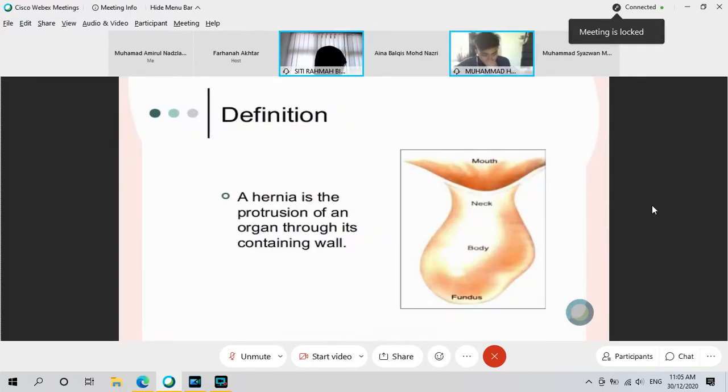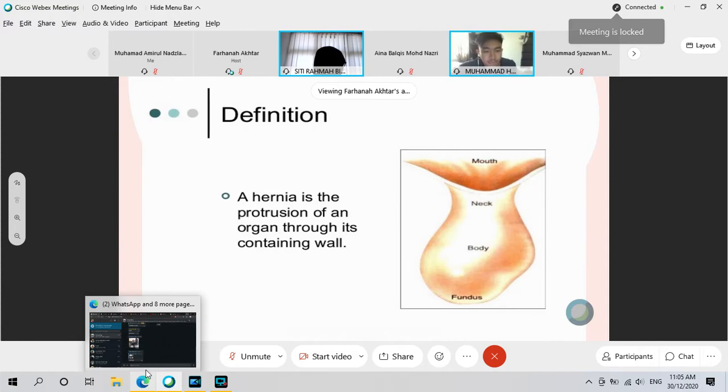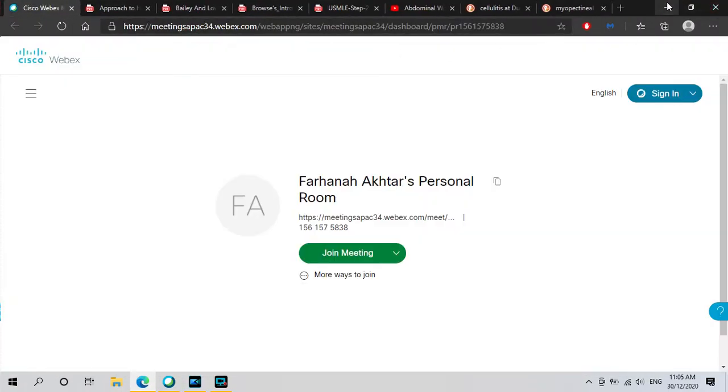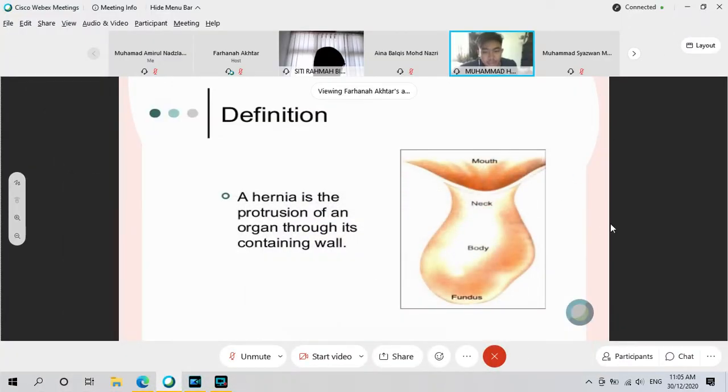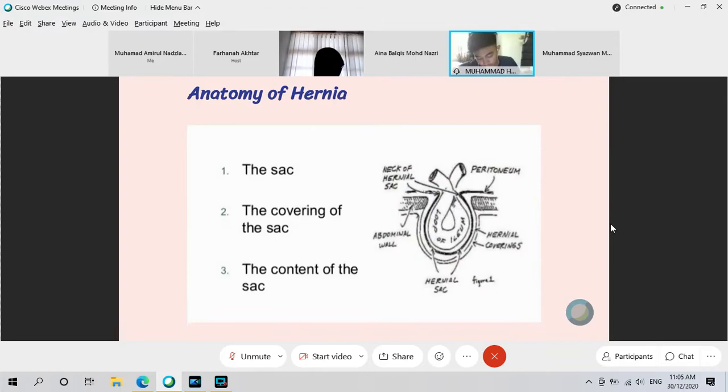First, a hernia is basically the protrusion of an organ through its containing wall. At the side, we can see a picture of the anatomy of a hernia. The anatomy of a hernia consists of the sac, the covering of the sac, and the content of the sac.